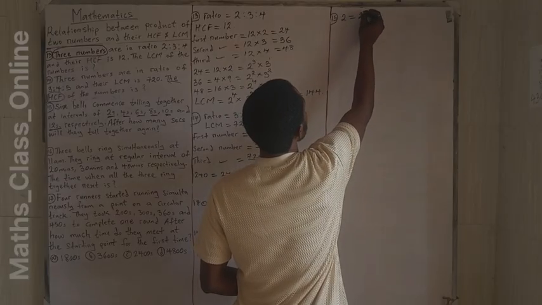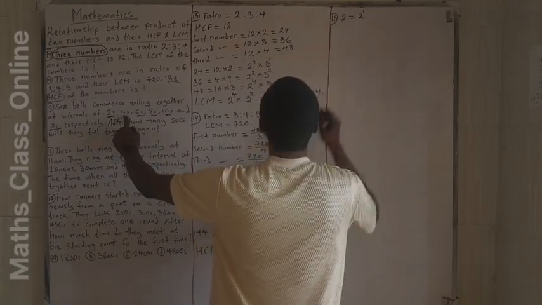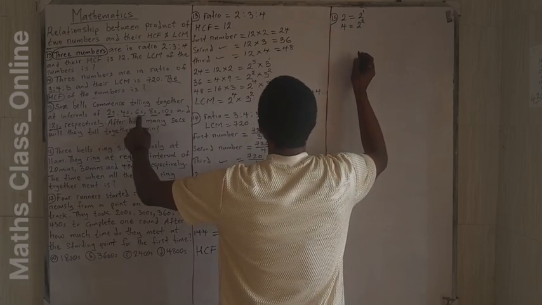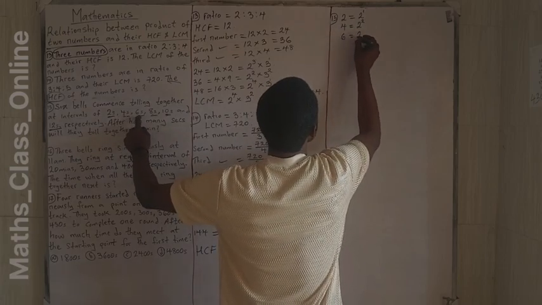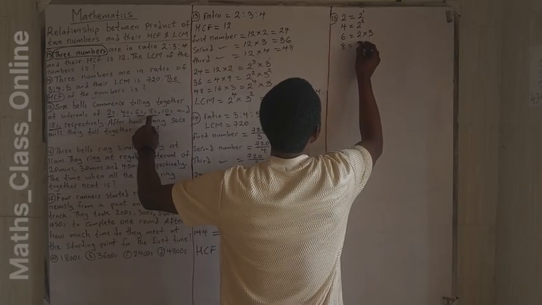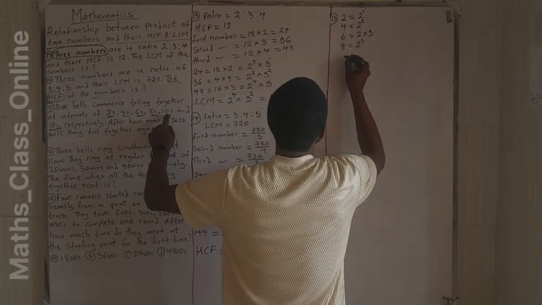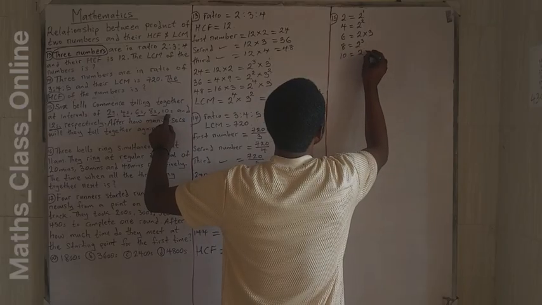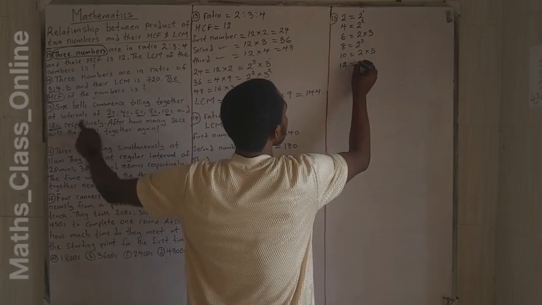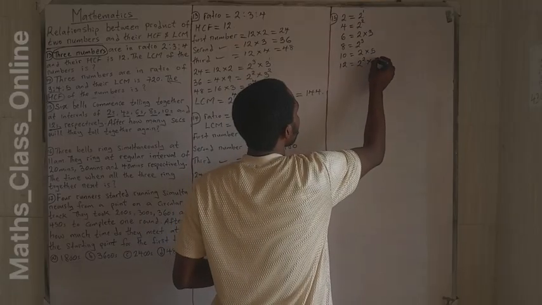2 is equals to 2 raised to the power of 1. 4 is equals to 2 raised to the power of 2. 6 is equals to 2 times 3. 8 is equals to 2 raised to the power of 3. 10 is equals to 2 times 5. And 12 is equals to 2 raised to the power of 2 times 3.